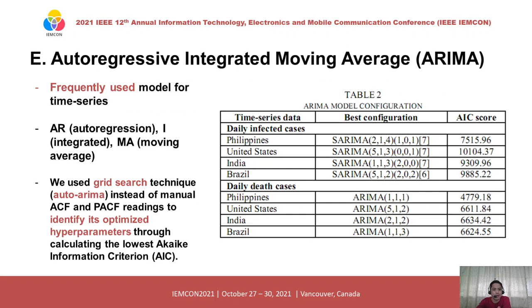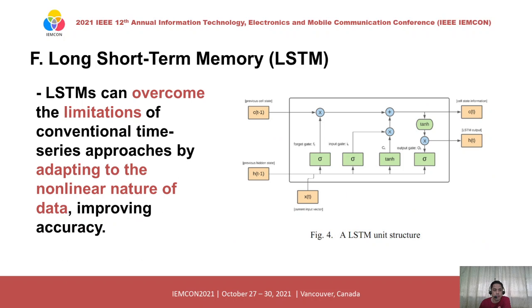We also use ARIMA for benchmarking purposes. This is the most popular model for time series prediction. It has an AR component, an I component, and a moving average component. Because of the complexity of setting the hyperparameters by reading autocorrelation function and partial autocorrelation function graphs, we use grid search in order to find the lowest Akaike information criterion. You can see the configuration in the table.